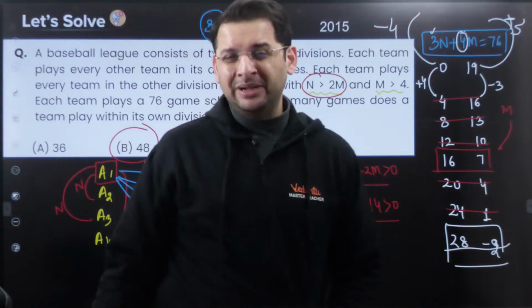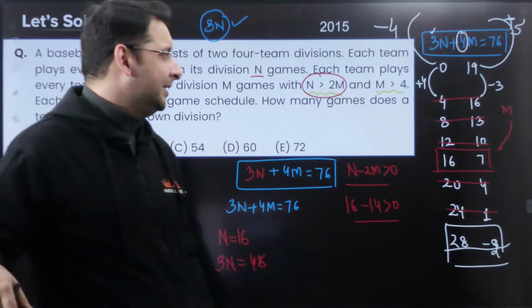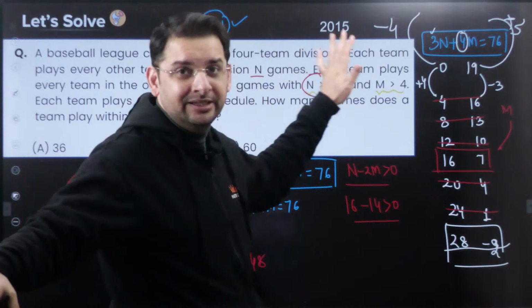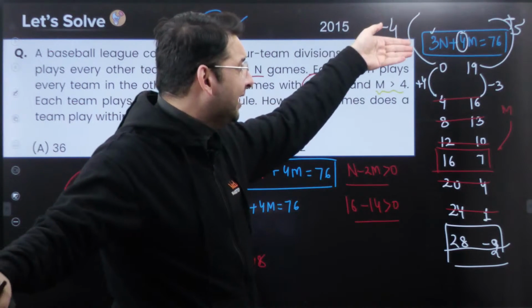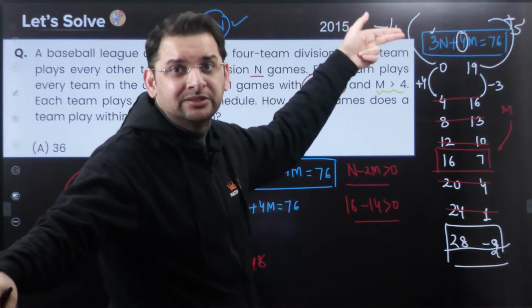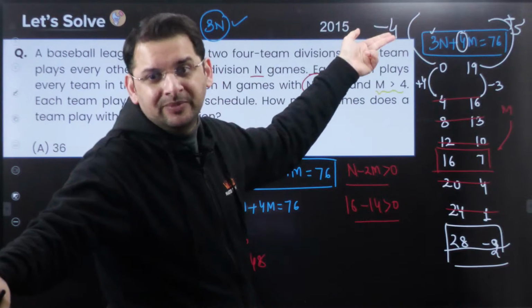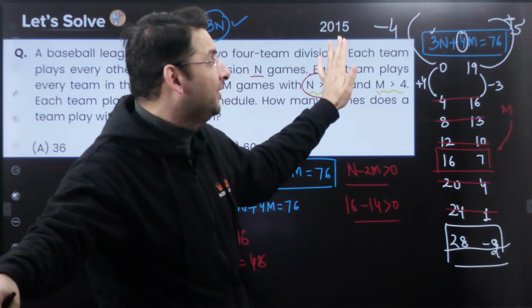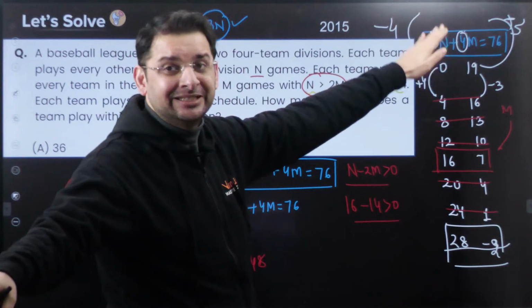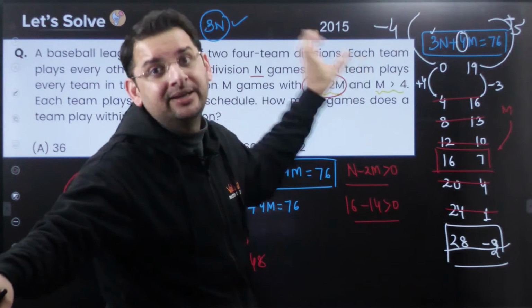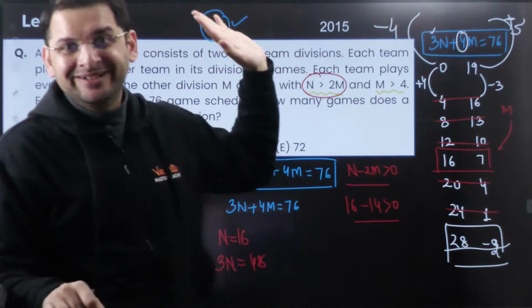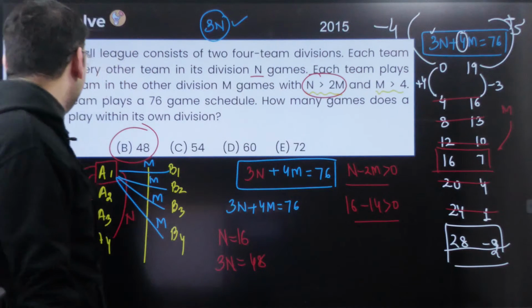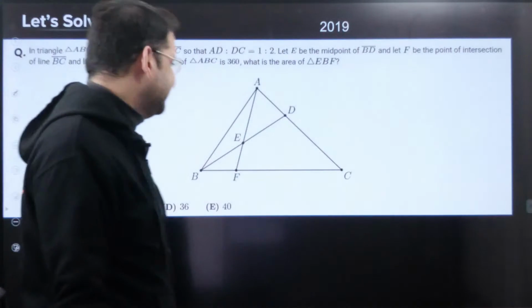So even though you might have found the answer in any other way, the idea of discussing this question is to make you understand that this kind of equation is always going to form a pattern. It will always follow a pattern no matter what. I hope this is clear to everyone. 3n plus 4m is 76 is always going to form a pattern. As simple as that. Got it? Chalo. Moving on. Next question is this.